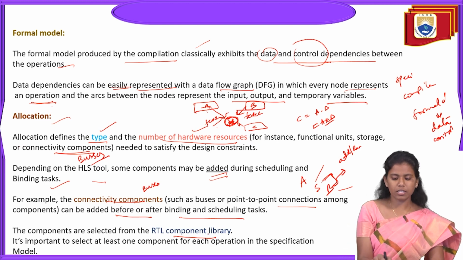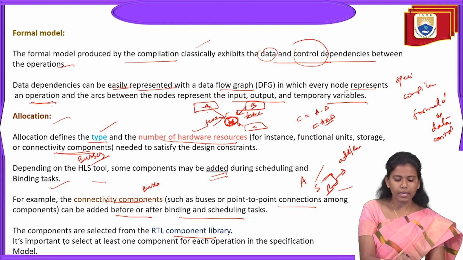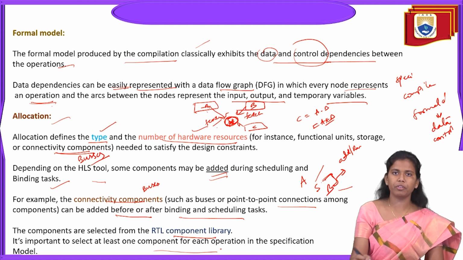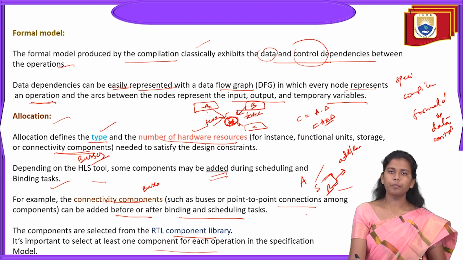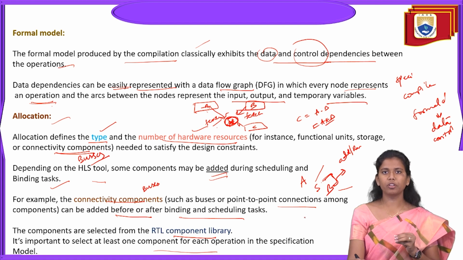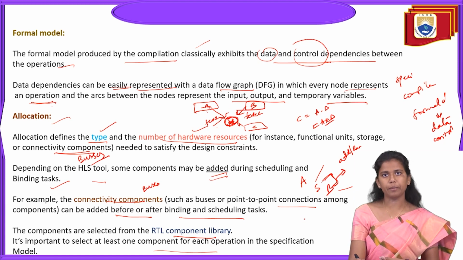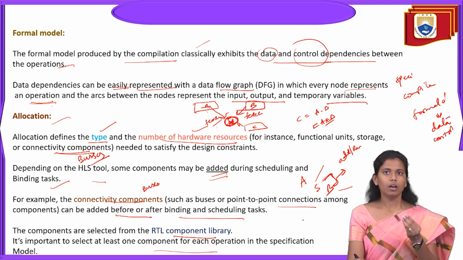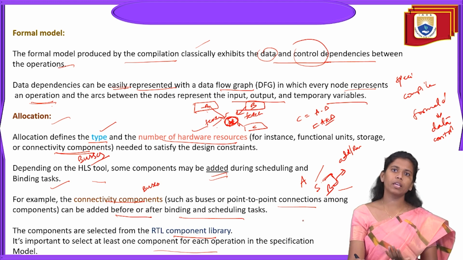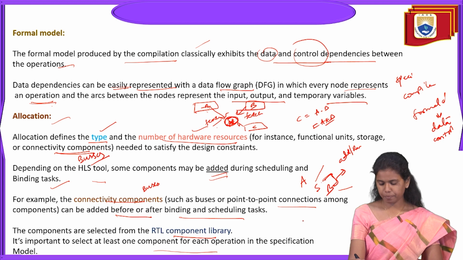And it's important to select at least one component for each operation in the specific module. So here, one component from each module. If you want to model or alter different modules, you can take one component from one module at a time. Okay, one component from one module from the library we can access at a time.